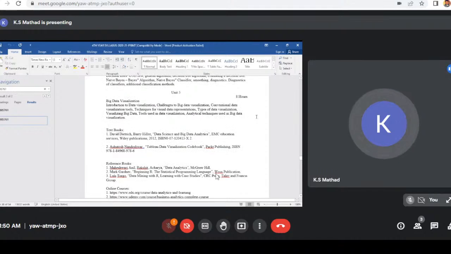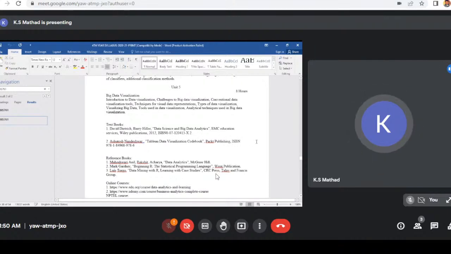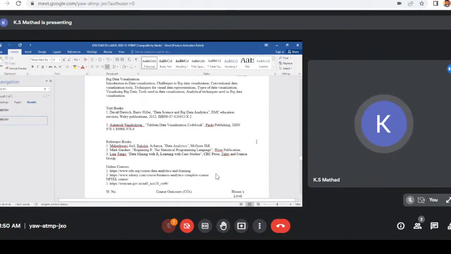So here we have kept one textbook, which is Data Science and Big Data Analytics from the EMC Education Services, Wiley Publications. And for the data visualization, we make use of the Tableau. So that is the reason we have given the second textbook as Tableau Data Visualization Codebook from Packt Publication. So we have the reference books as Data Analytics, Beginning R, the Statistical Programming Language, Data Mining with R, Learning with Case Studies. These are the reference books.